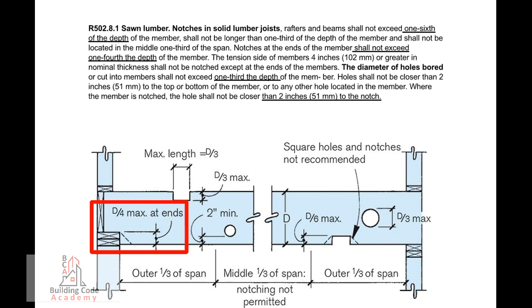The tension side of members 4 inches, 102 millimeters, or greater in nominal thickness shall not be notched except at the ends of the members. The diameter of holes bored or cut into members shall not exceed 1/3 the depth of the member. Holes shall not be closer than 2 inches, 51 millimeters, to the top or bottom of the member, or to any other hole located in the member. Where the member is notched, the hole shall not be closer than 2 inches, 51 millimeters, to the notch.